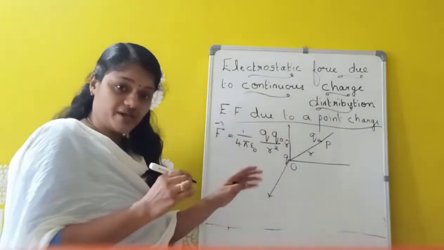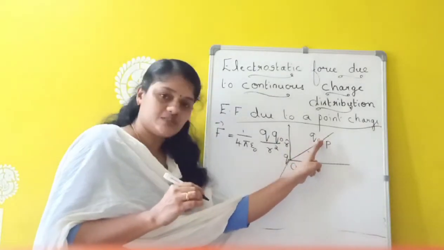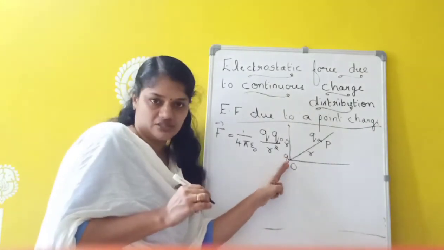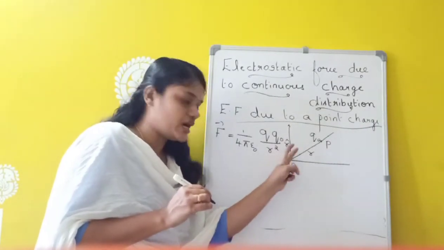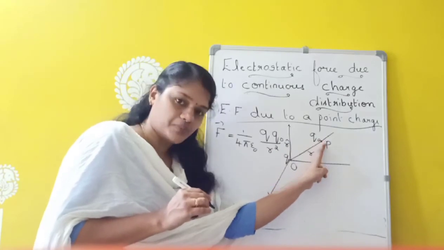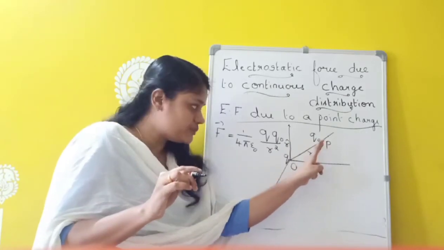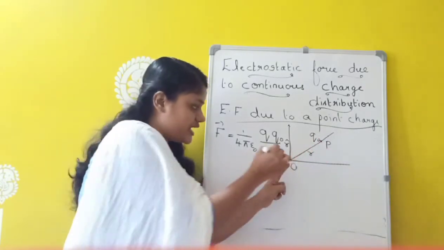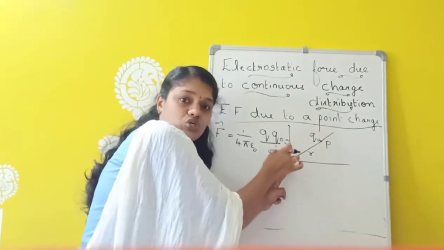So we need to find the electric field intensity at this point P due to this source charge Q. So this is the point charge. Due to this point charge Q, we have to find the electric field intensity at this point P. For that, we place another one unit positive charge Q0 at this point. Now we have this Coulomb force between Q and Q0.